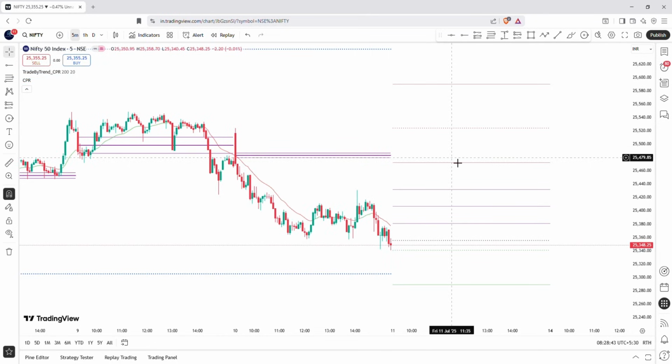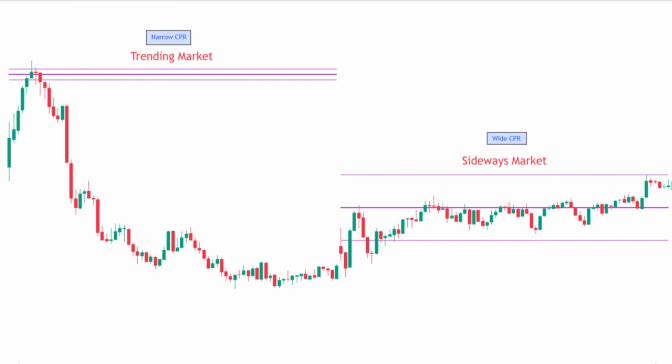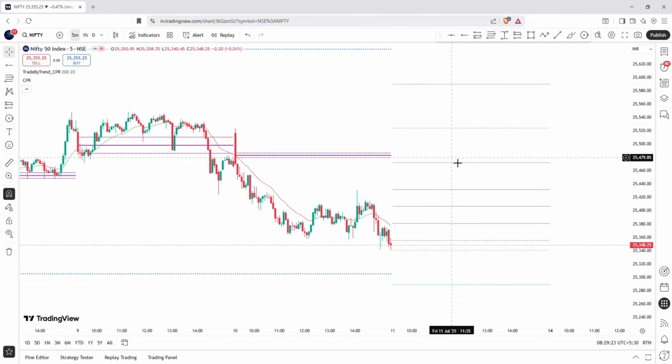This indicator tells you if the CPR is narrow or wide. Why does that matter? Narrow CPR means high chances of a trending day. Wide CPR usually means a sideways market. This is perfect for building your pre-market analysis even before the market opens. Now let's see how I use these two together.